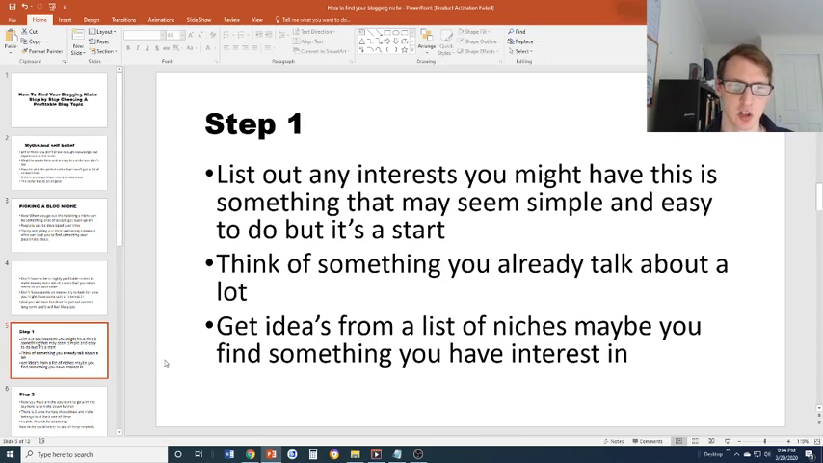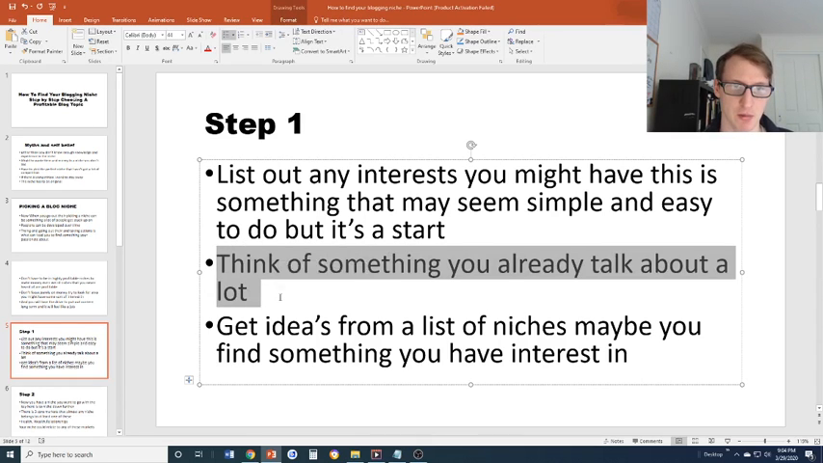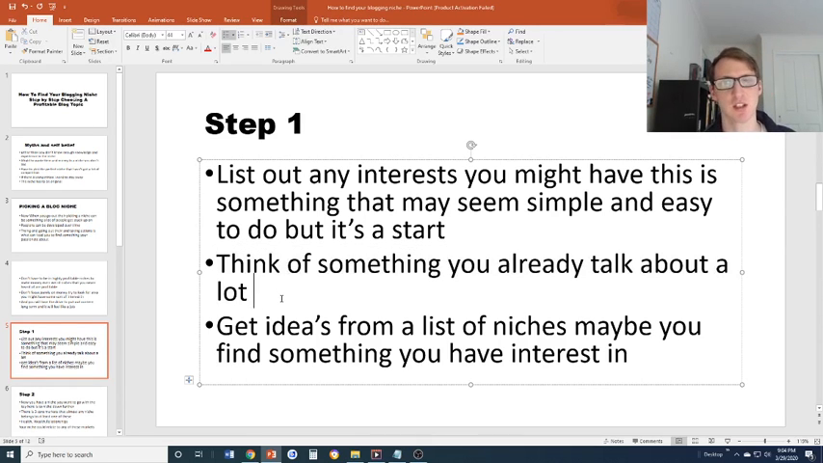And this is another way to come up with something. Think about something you've already talked about a lot. Do you ever talk about something a lot with people who simply don't have any interest in it? Could be your family members, your friends, doesn't matter, whoever you talk to. Is there something you talk about a lot that they simply get sick of listening to, and you bring it up all the time? Well, then you might have an interest, and that might be a niche that you could write about.